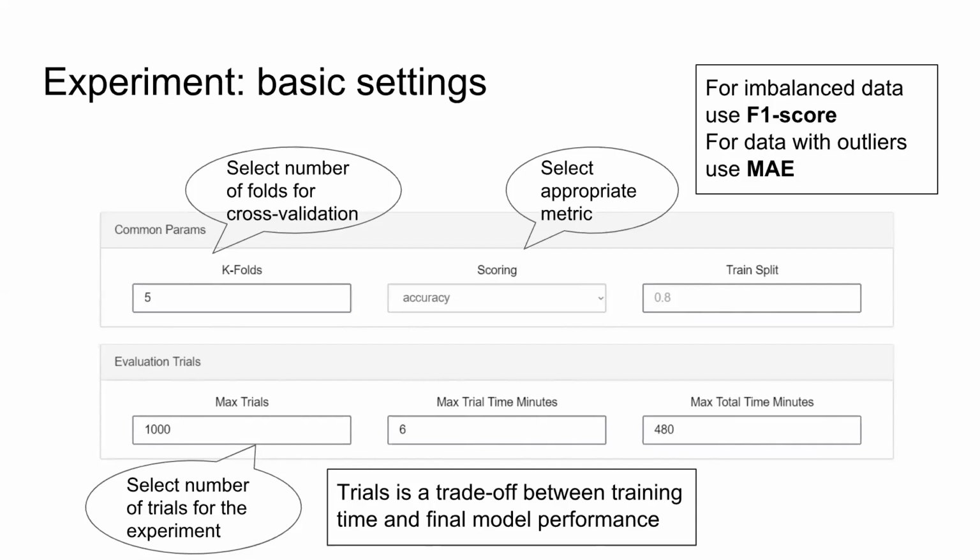Then select an appropriate metric for your task. For imbalanced classification tasks, it's recommended to use F1 score. And for a regression task with a lot of outliers, mean absolute error might be more stable than mean squared error. On the bottom, you can select the maximum number of trials to evaluate during this experiment. This number is a trade-off between training time and the final model performance in terms of accuracy or MSE or some other metric you have chosen.